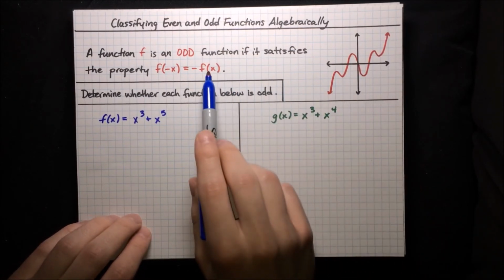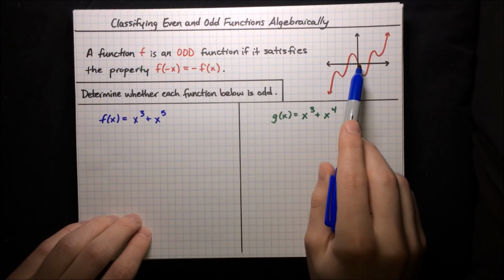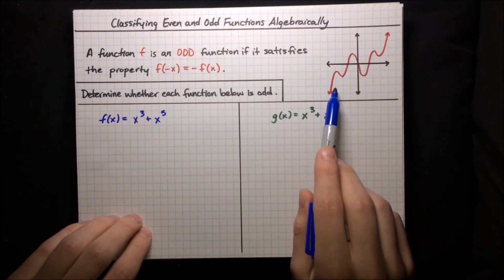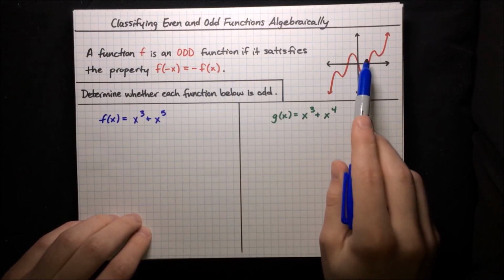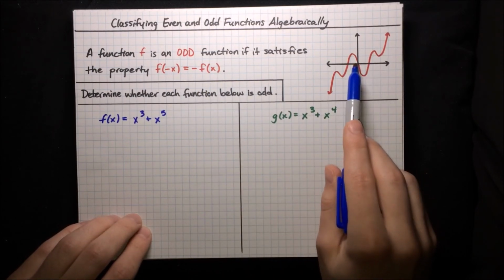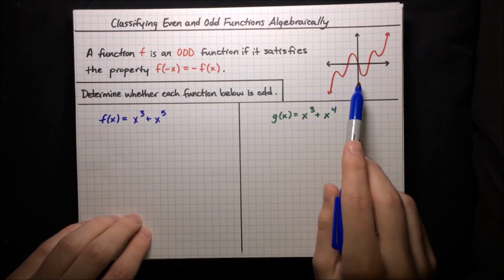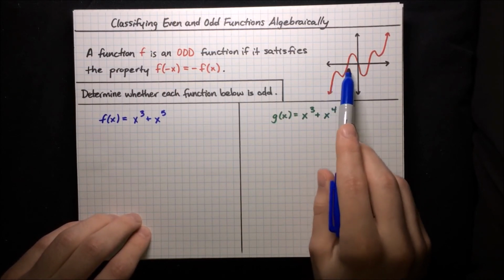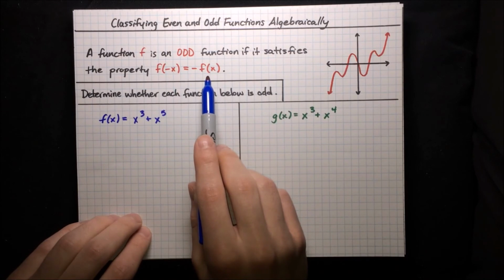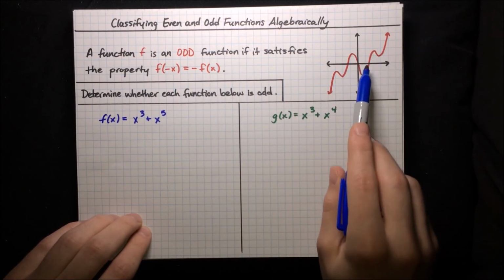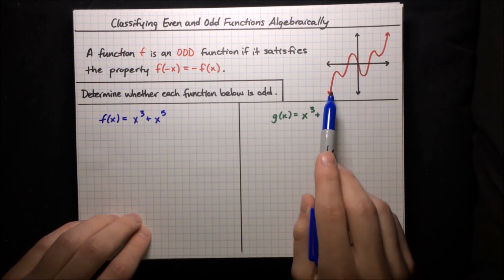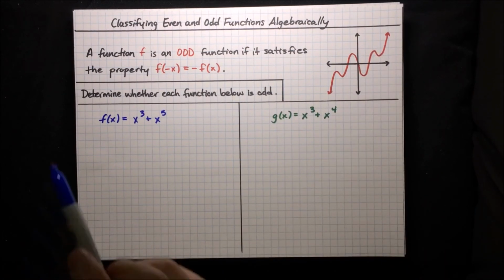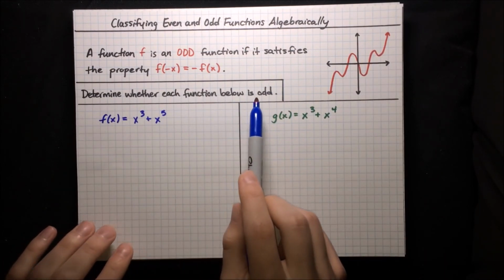You can also think of this as having rotational symmetry of order 2, because you rotate it 90 degrees 2 times. Or you can also think that you are reflecting through the y-axis and then reflecting through the x-axis, or vice versa, and it comes out to be the same. Either way you think about it, symmetric about the origin through rotations or reflections, the function is going to be the same if it's odd. So let's go ahead and determine whether each function below is odd.